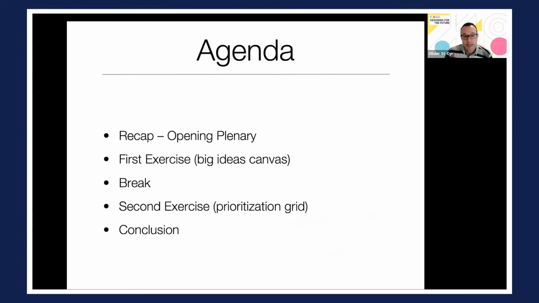Our agenda for today is to do a quick recap of the opening plenary. We'll do two exercises today. The first exercise is called a big ideas canvas exercise, where you're going to be able to think about big ideas. I'm going to explain what that is in a few minutes. Then we'll take a break in between the two exercises, and then we'll do a last exercise, which is a prioritization grid. Once we get our ideas, we're going to be thinking about how feasible they are and how impactful these ideas will be for designing for the future of teaching and learning, all within that context.